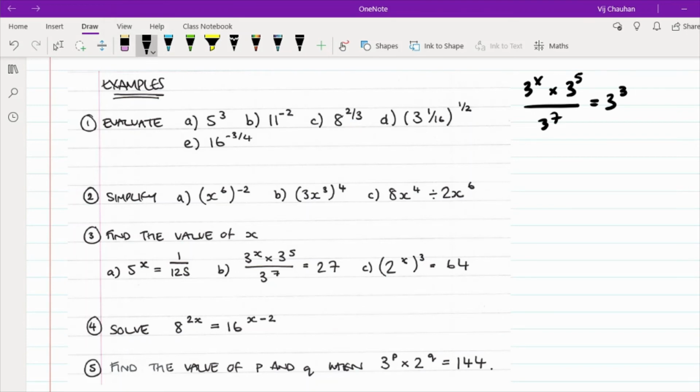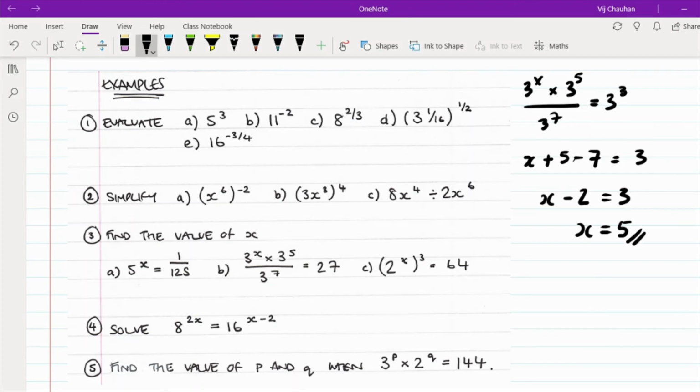So looking at this, what we do is we add the powers because we're multiplying, we take away from 7. So what I've got is x plus 5 take away 7 equals 3, because obviously they've all got 3's and this is dealing with the powers. So if I just cancel those 3's, I'm just left with the powers, and when we multiply we add, when we divide we take away, so I end up with this. So I've got x minus 2 equals 3, leaving us with x equals 5.